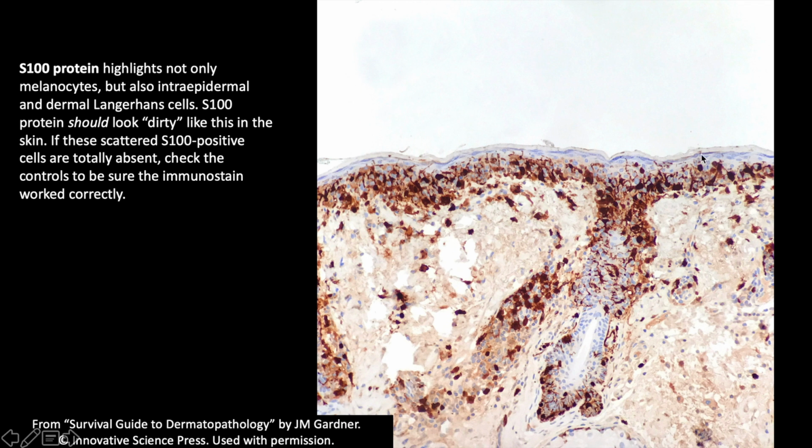Now, I think another thing here is if you're using S100 in the skin for something else, you should expect to see a lot of background staining. If your S100 looks totally clean and lacks background, you've got to double check your control and make sure your S100 worked. I expect to see a dirty background of scattered cells in the dermis and epidermis on an S100 stain if I'm using S100, say, for a nerve sheath tumor or something else. If I don't see that, then I go check the control or have it repeated, because I expect to see it.